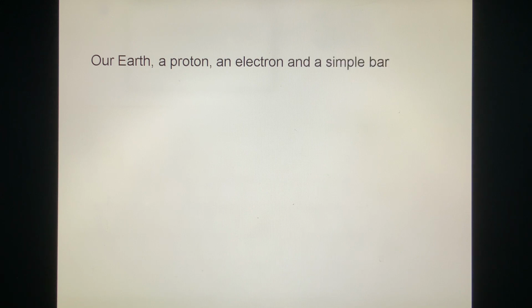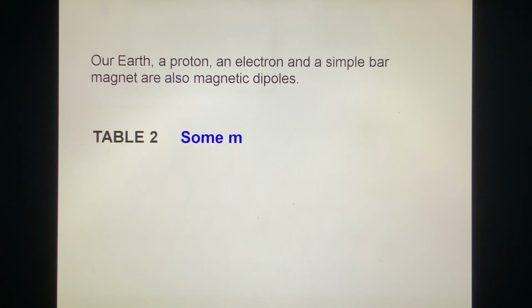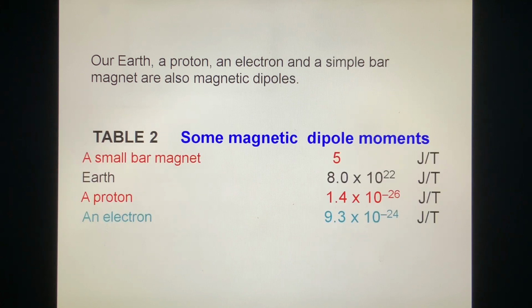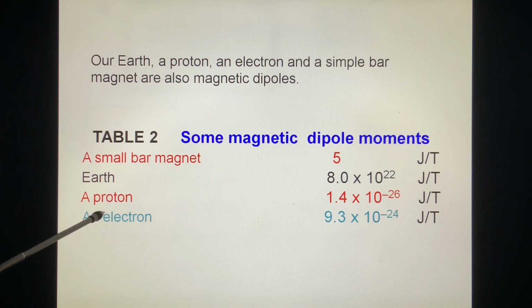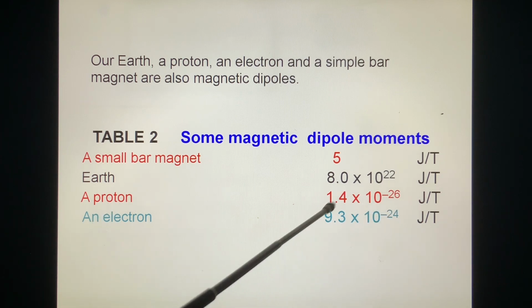Our Earth, a proton, an electron, and the simple bar magnet are also magnetic dipoles. We'll look at some magnetic dipoles. See the Earth, very huge, and a small bar magnet. An electron has a dipole moment of 9.3 times 10 to the minus 4. And a proton is 1.4 times 10 to the minus 26.